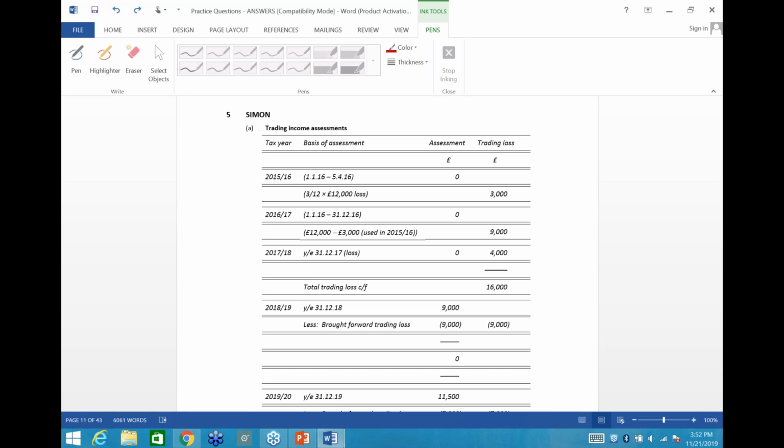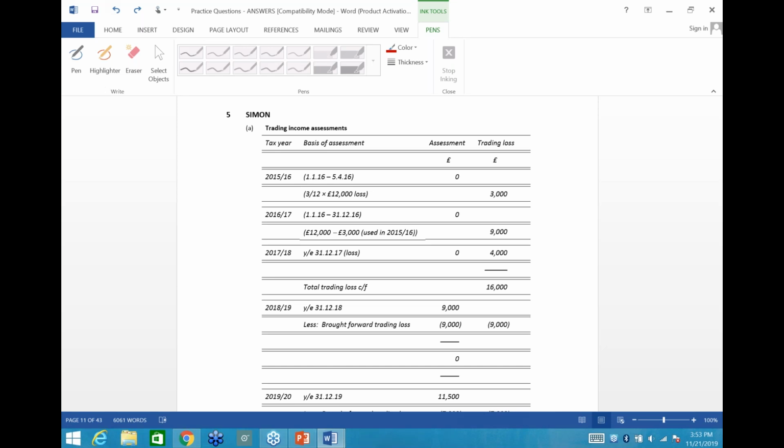Year ended 31st December 2016. There's a loss of 12,000. Year ended 31st December 2017. Another loss of 4,000. Year ended 31st December 2018. A profit of 9,000. An estimated profit of 11,500 for the year ended 31st December 2019.